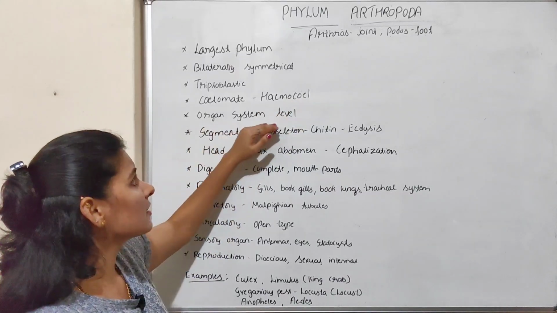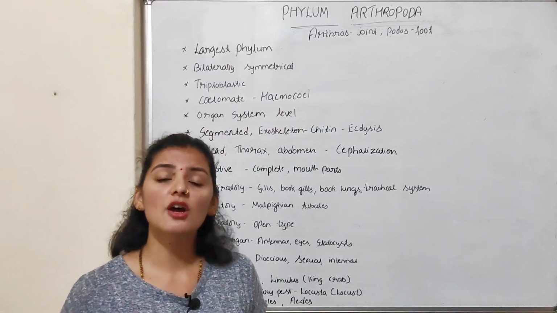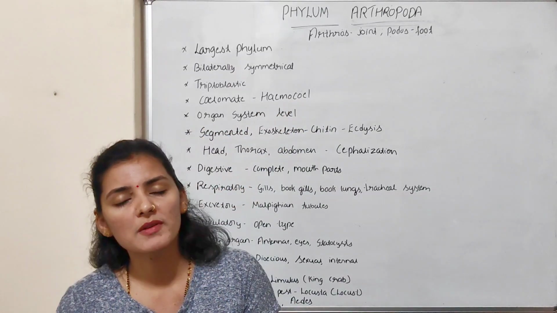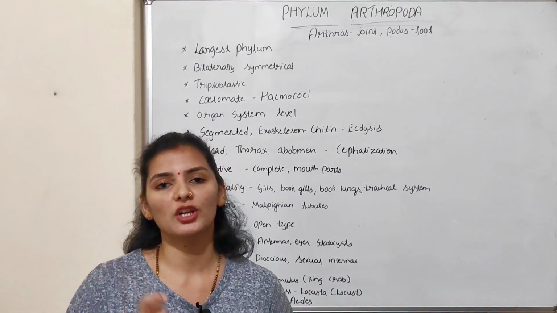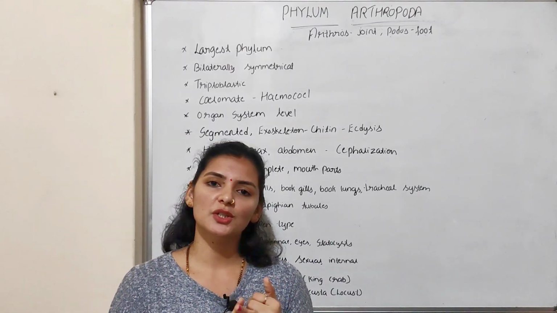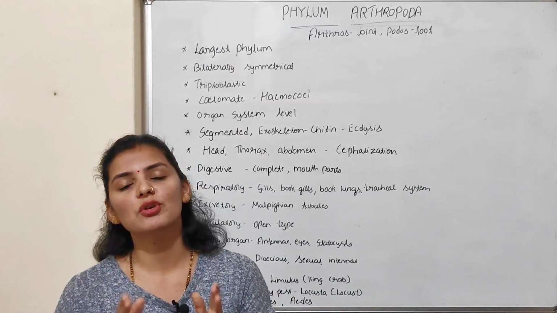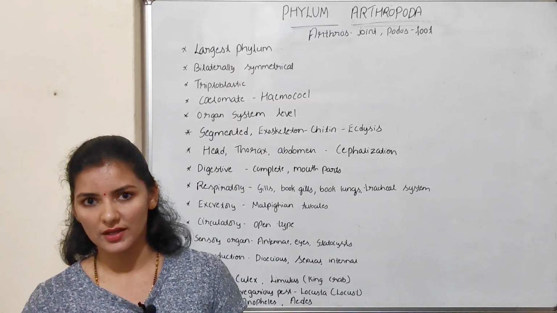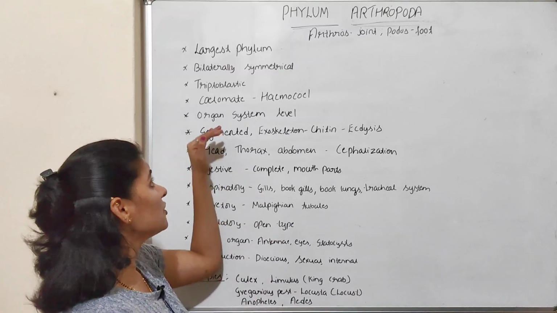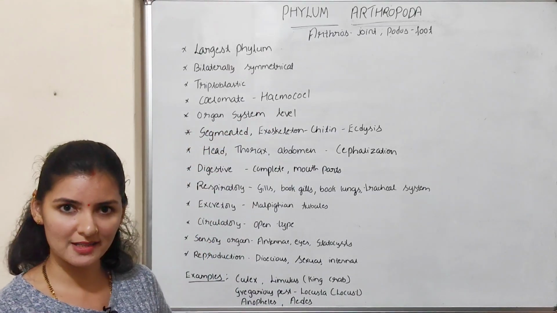They have organ system level of organization, meaning a few organs work together to form a single system which performs a particular function, like the digestive system, circulatory system, excretory system, etc. So there is a clear-cut division of labor or work in these organisms. That's why they show organ system level of organization.